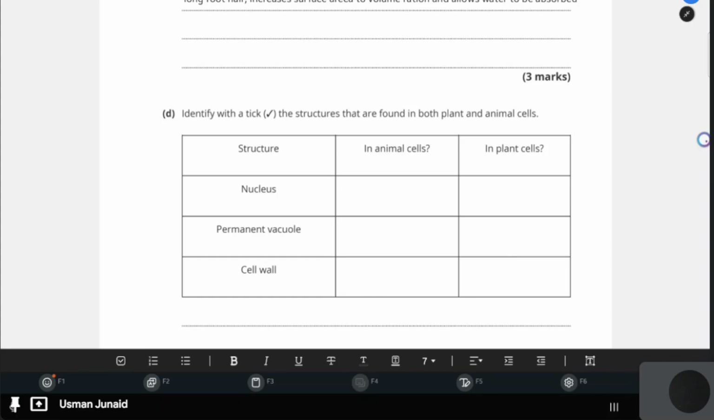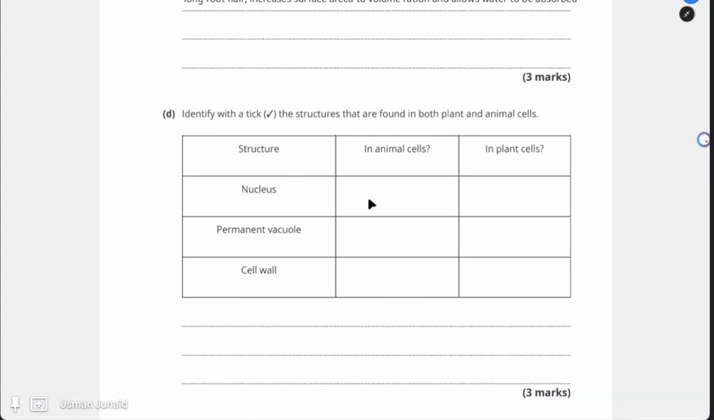Identify with a tick the structures that are found in both plant and animal cells. Is the nucleus found in both cells? Yes. Is a vacuole, permanent vacuole, found in both cells? No. Which one is it found in? Plant cells. Is a cell wall found in both cells? No. Which one is it found in? Plant cells.